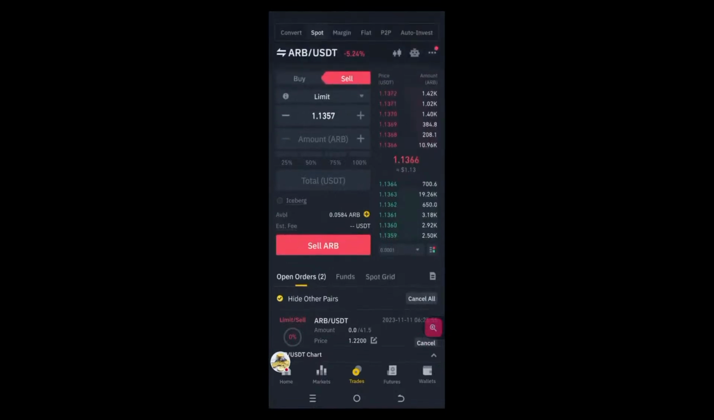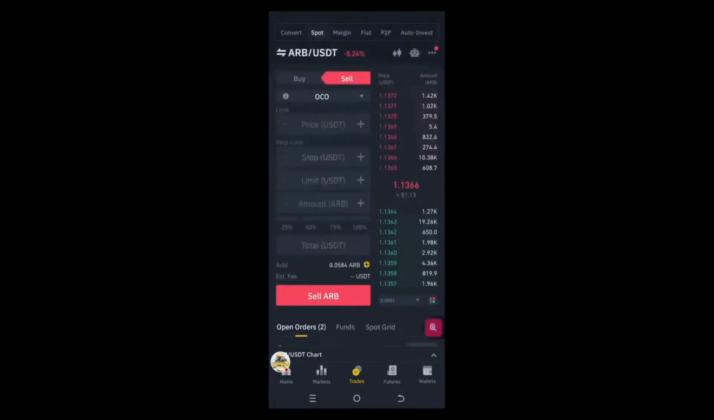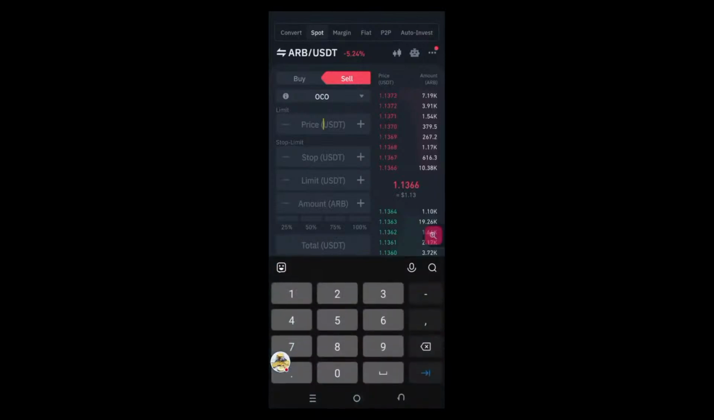Now, on the other hand, with OCO, let me show you. With OCO, you have to set your take profit. That's the amount you want to get it at. You put that amount here, the price you want. If it was supposed to be 1.22, I put that. That's the price I want to get it at, right? Then I'll have to put my stop also, right?